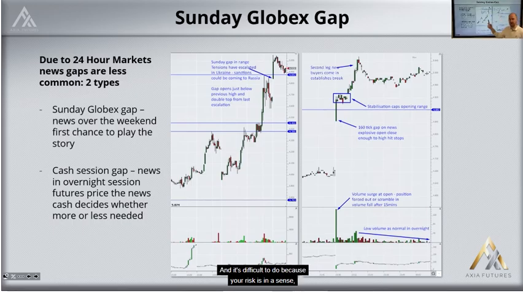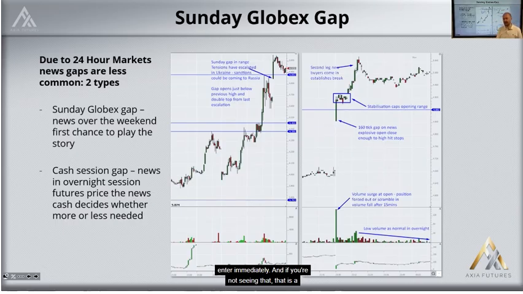And it's difficult to do because your risk is, in a sense, undefined. It is defined in that your risk is here, but taking 160 tick risk is not what you want to do on your first trade of the day, first trade of the week. The way to think about news is, if the news is significant, the market will go straight off. Because if the news is significant enough to push the market up, people who want to buy will act immediately. They have to. They're not getting these prices here because of the gap. And so therefore people enter immediately.